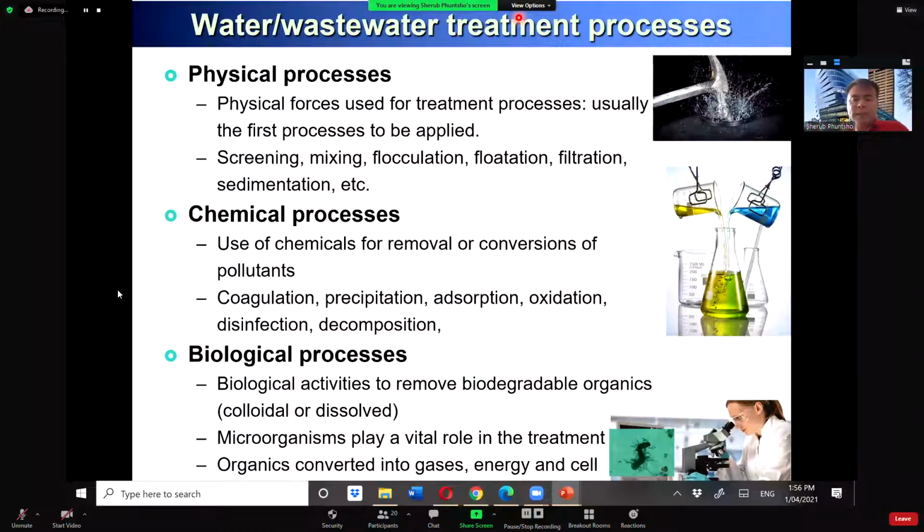So the biological process depends on the microorganisms to degrade and then convert the waste into various forms. It can be in the form of energy, it can be in the form of gases and multiplication of cells, and in that way we can remove the organic pollutants from the wastewater.